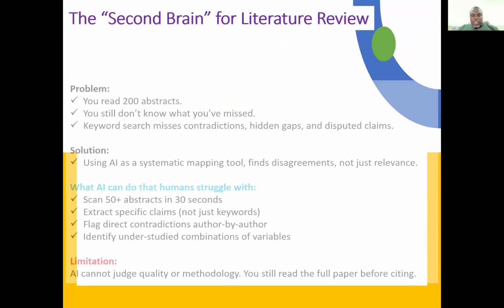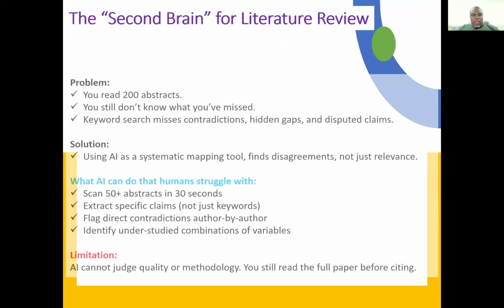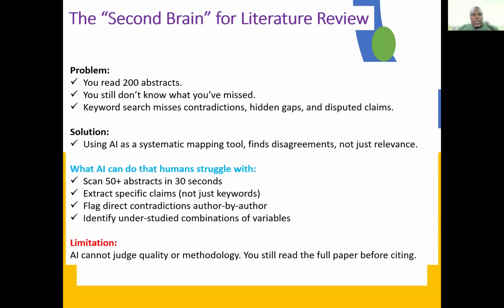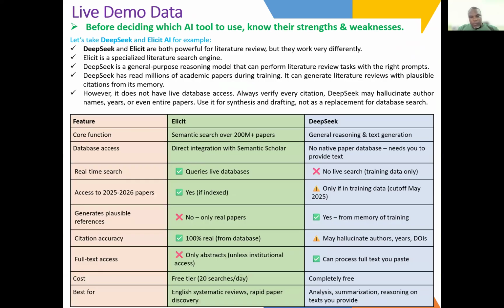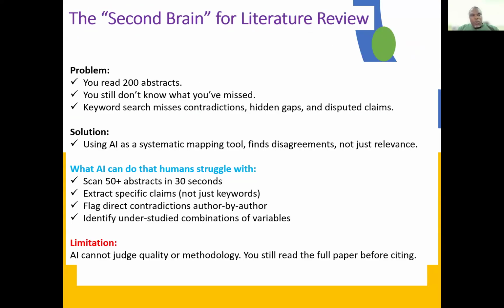Still within the general perspective, AI is the second brain for literature review. Now, back then, before you do a literature review, you have to have access to a lot of articles. Imagine you need to read 200 articles by scanning the abstract first to decide which suits the criteria of your study. It means you have 200 articles to read.